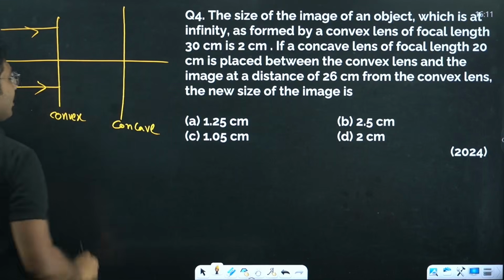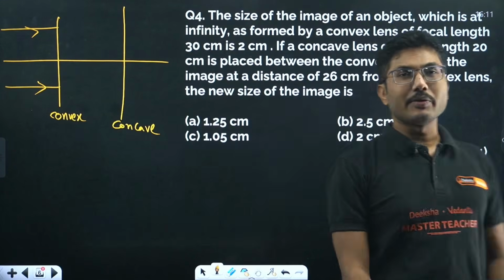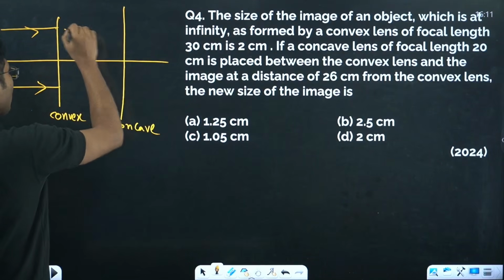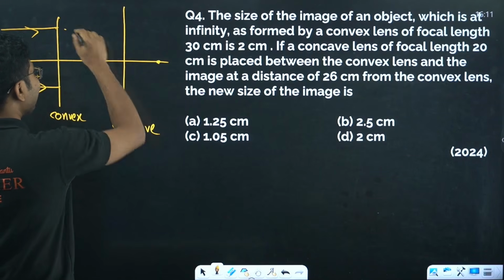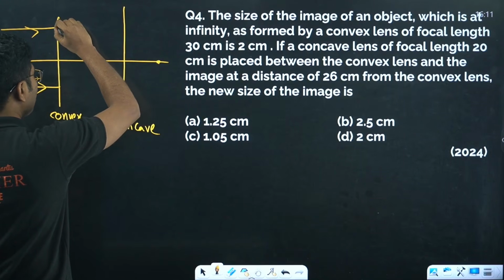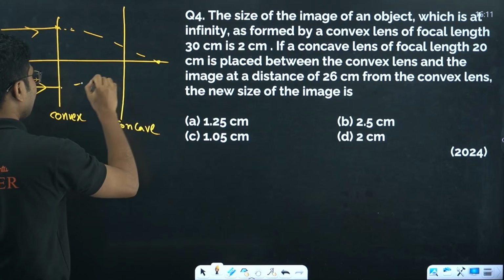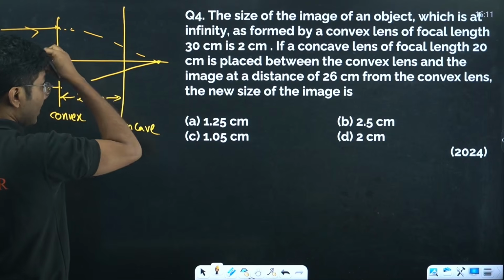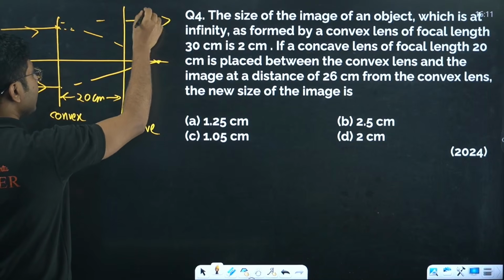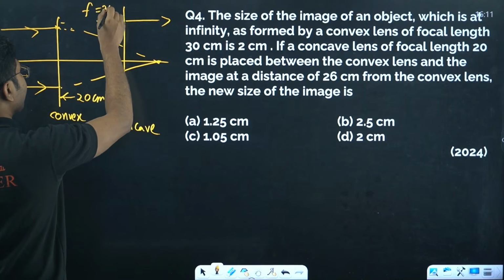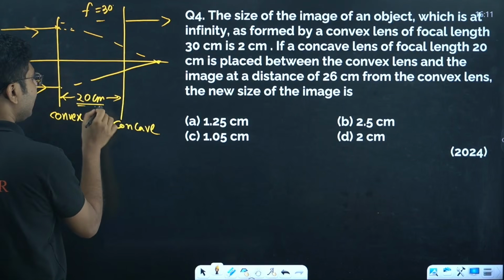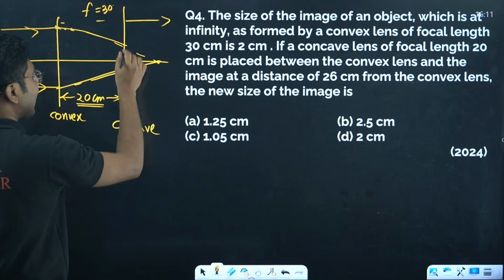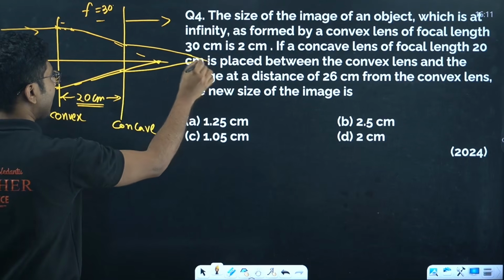If a parallel ray falls on a lens, where does it converge? It always converges at the focal length. So the focal length of the lens is given as 30 centimeter, and all of the rays will converge at 30 centimeter. But in between, at a distance of 20 centimeter, we have a concave lens. So this ray will come and fall on this lens, and after falling on this it would have gone further and come over here.